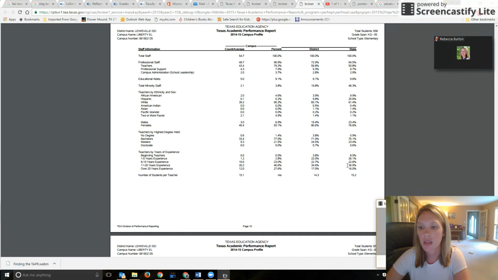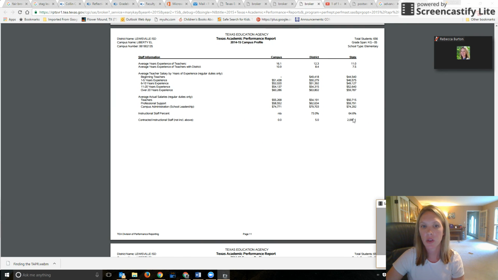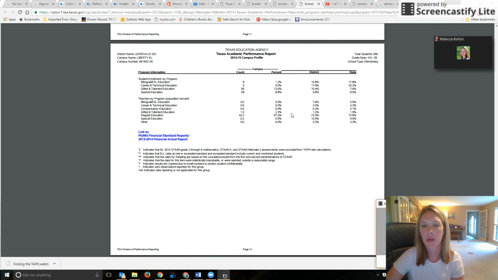One of those things that's important to note is how many years of experience the average teacher has. The more years of experience is what we want to see, because we know that teacher quality definitely has an impact on student achievement. And then if you scroll further down, you can also note the salary and then students by program. So are they bilingual, ESL, career and technology, gifted and talented, or special education? And again, how those figures play out campus, district to state.